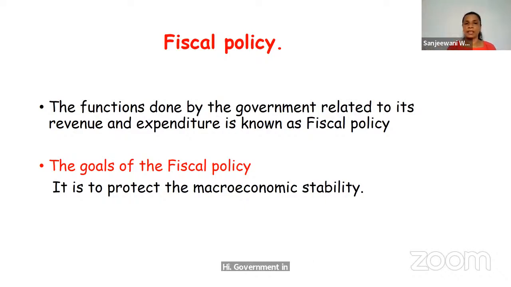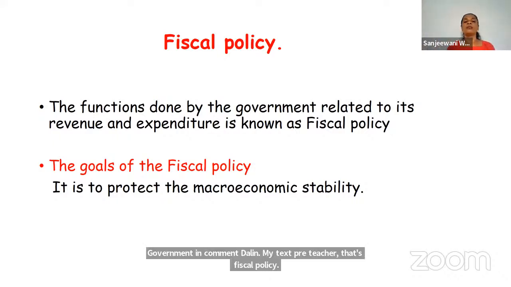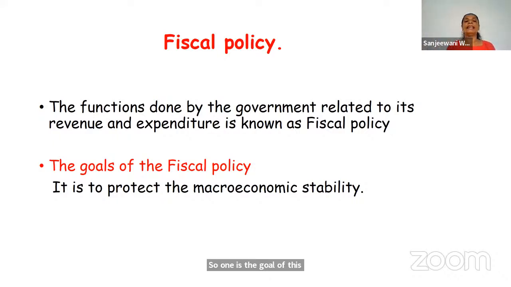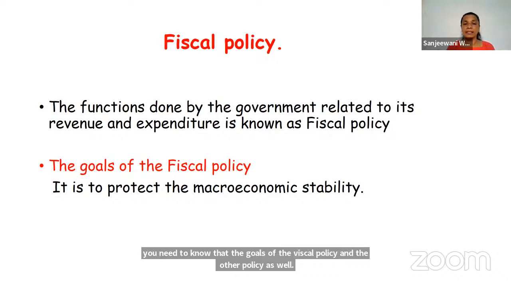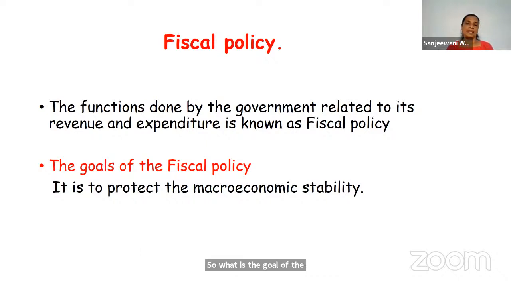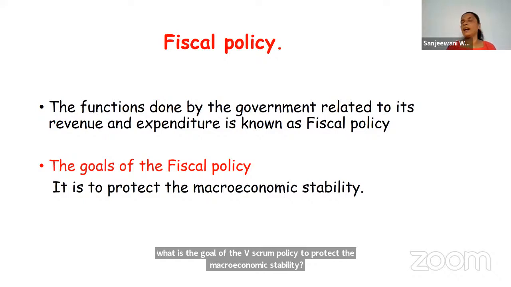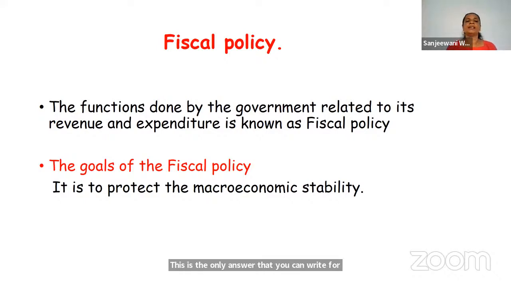So what is the goal of this fiscal policy? It is to protect the macroeconomic stability, children. You need to know the goals of the fiscal policy and the other policies as well. So what is the goal of the fiscal policy? To protect the macroeconomic stability. This is the only answer that you can write for this. No other answers for this, right? So the goal of the fiscal policy is to protect the macroeconomic stability.